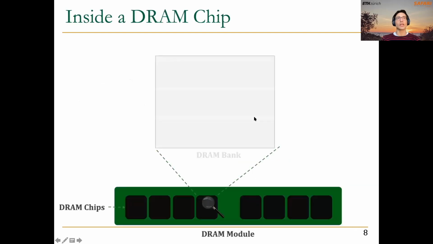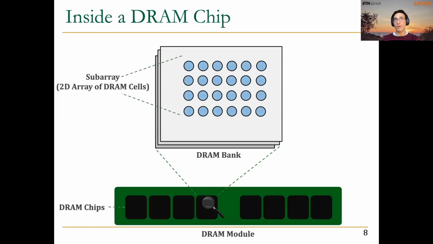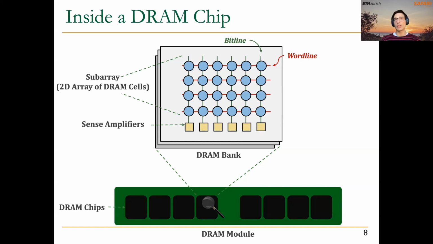But let's take a closer look at the banks. If we look at the internals of one bank, these banks are composed by several DRAM subarrays that are like 2D arrays of DRAM cells. In this slide, these blue dots represent DRAM cells. As you see, these DRAM cells are connected by using horizontal word lines and vertical bit lines. At the bottom of each bit line, we have sense amplifiers that are going to be used to amplify the values that we put in the bit line. All these sense amplifiers together, in each subarray, are what we call the local row buffer.